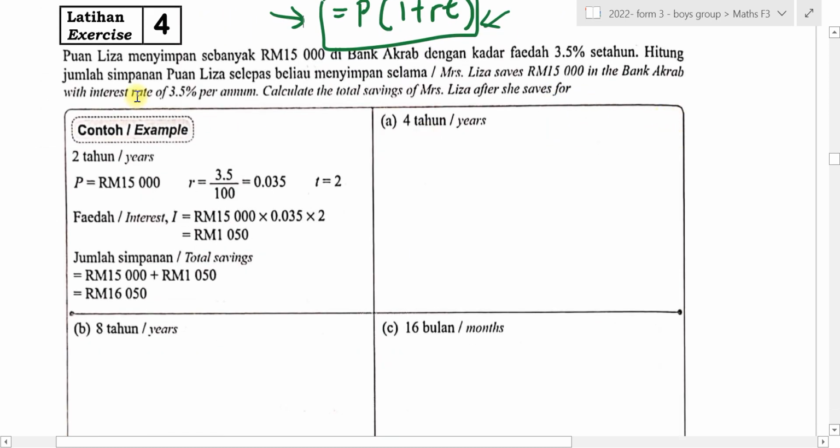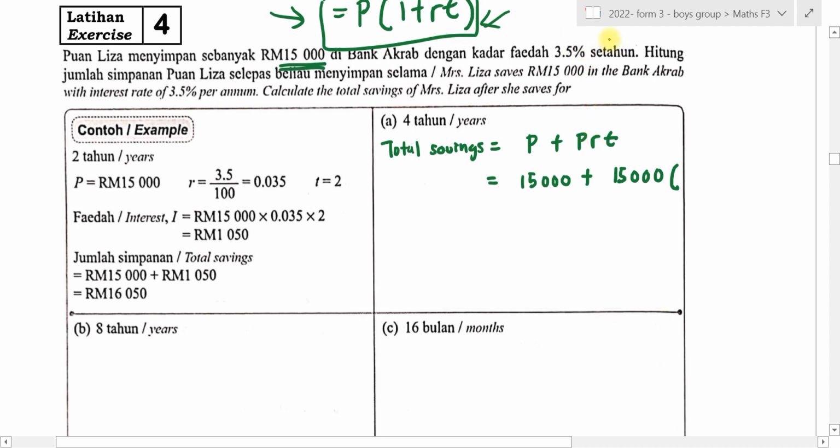Okay, right. Now, Puan Liza, wait, where's Miss Liza? Mrs. Liza saved 15,000 in the bank with an interest rate of 3.5% per annum. Calculate the total savings. Total savings means P plus PRT. So total savings is equal to P plus PRT. Your principal is 15,000. She saved 15,000, plus 15,000. Just substitute whatever she has.